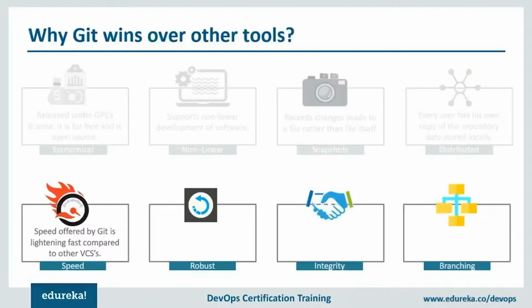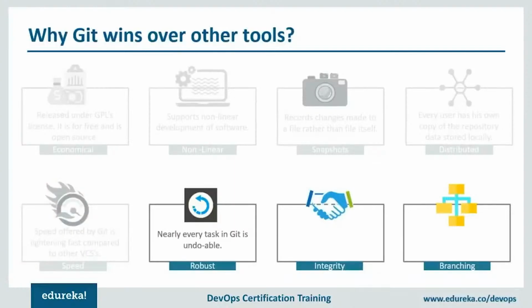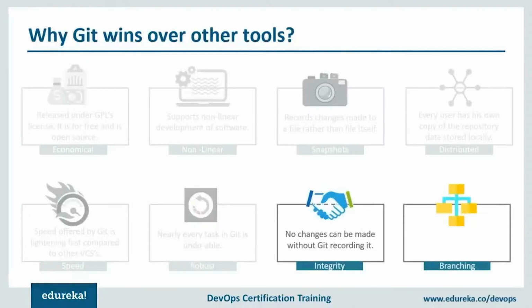Next in the list, we have Git offering speed. Git offers a light parsing speed when compared to the other version control tools. Not only does Git offer speed, but Git is also robust. When I say robust, that is because every task is undoable. So just in case you commit some changes and you want to revert them back, then definitely you can do it. You can revert back to any action that you have performed even if it is 10 actions back. That's how Git also offers integrity. As I said, Git records everything, so no changes can be made without Git recording it.